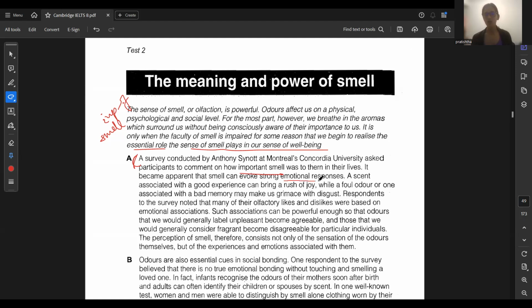It can evoke small emotional responses, right? It means that smell can have emotional responses. A scent associated with a good experience can bring a rush of joy, while a foul odor or one associated with a bad memory may make us grimace with disgust. Respondents to the survey noted that many of their olfactory likes and dislikes were based on emotional association, right? So again, it's talking about that smell is equal to emotions.